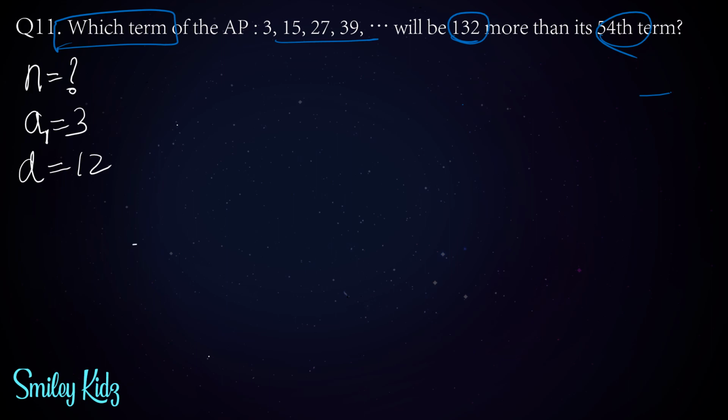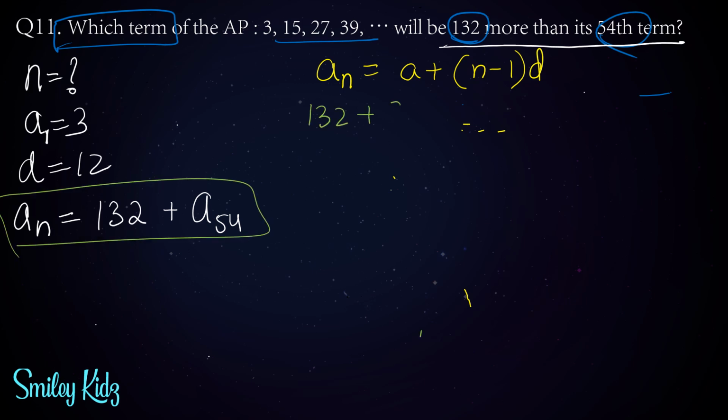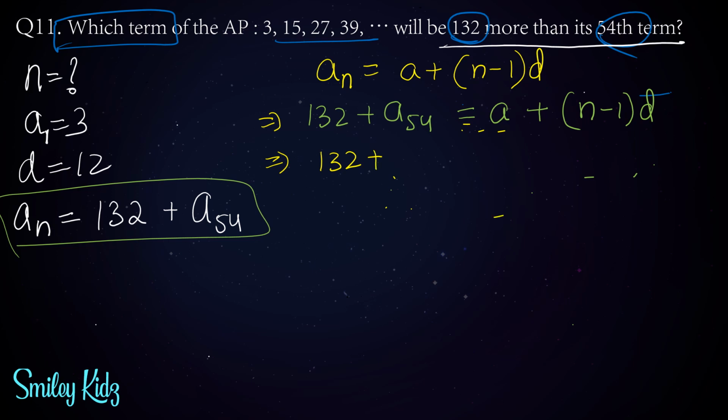Well, then AN will be equal to 132 more than its 54th term. That means 132 plus A54. Now, what is our formula, everyone? AN is equal to A plus N minus 1 into D. We know the value of AN, isn't it? The value of AN is 132 plus A54, equal to A plus N minus 1 into D. I have just not substituted all the values. In the next step, we'll be doing that. In the first step, I have just substituted the value of AN. Then 132 plus A54 can be written as A plus 53D. Am I right? Is equal to A plus N minus 1 into D.